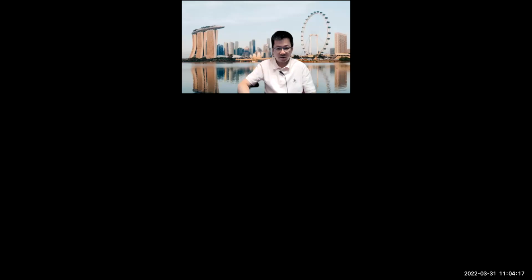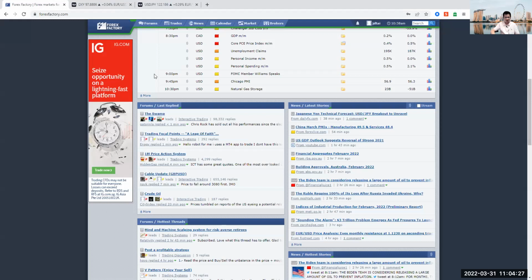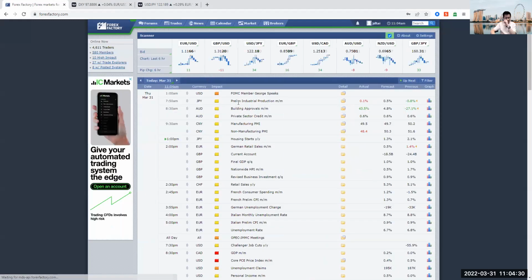So with that, now checking out the news. Forex Factory for today, Thursday: we did have some FOMC members speaking, which didn't move prices too much. We had the Aussie building approvals, which saw a very big jump. It was a minus 27.1%, and came out at 43.5%, a big jump from the expected 4.8. But with the yen in focus, what else do we have for today?